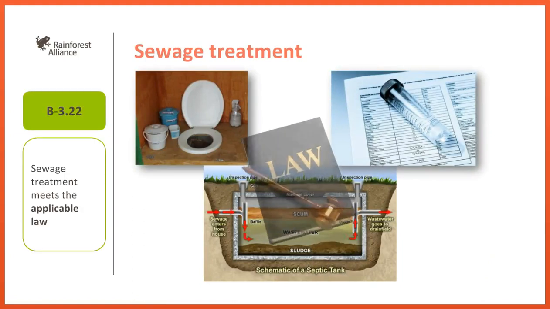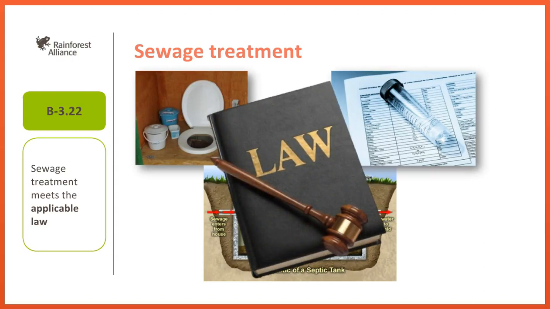After treating sewage, what is the parameter that the treated water has to meet? Criterion B 3.22 asks farms to comply with the applicable law. Therefore, there is no SAN parameter for treated sewage, but you need to find out the law of your country about sewage treatment and meet its requirements.